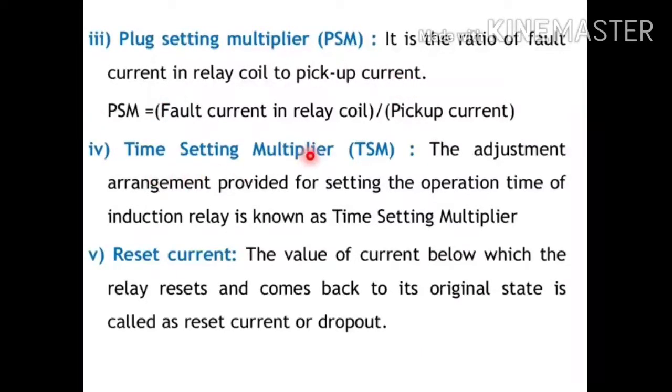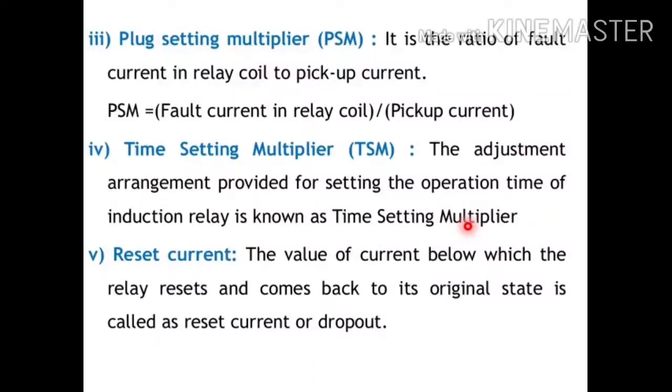Time setting multiplier: the adjustment arrangement provided for setting the operation time of an induction relay. So the time at which the induction relay is going to operate is set by the time setting multiplier.